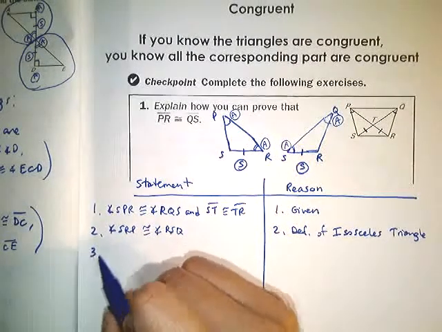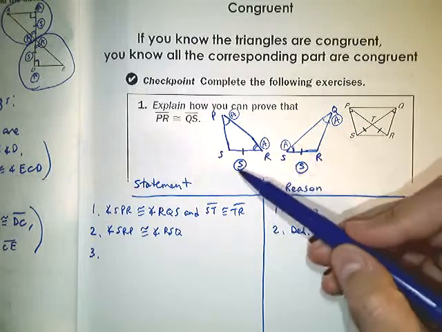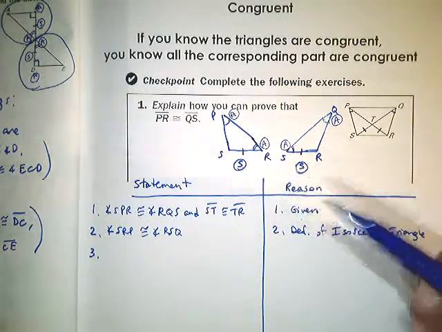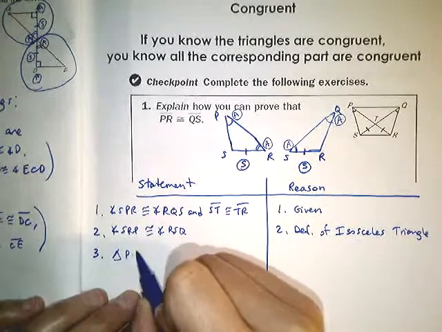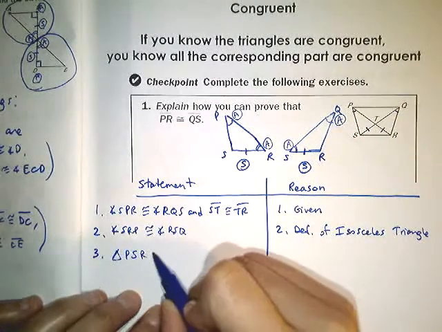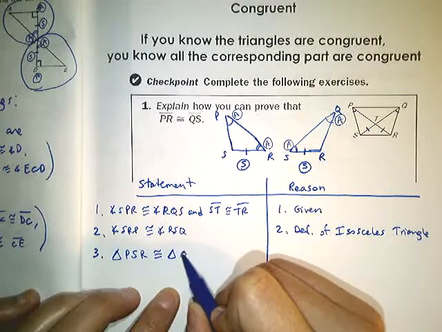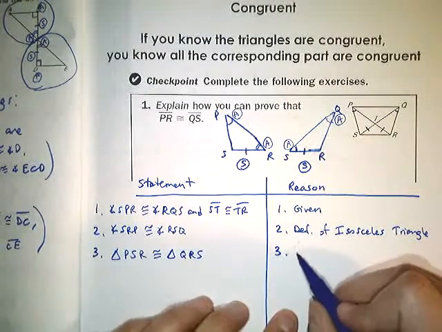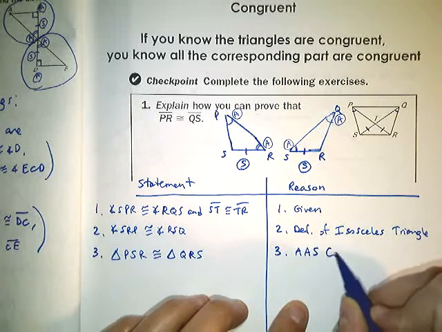And so I have two pairs of angles and one pair of sides where the side is not in between the two angles. So that would be angle, angle, side. So these two triangles, triangle PSR and triangle QRS, must be congruent because of the angle, angle, side congruence postulate.